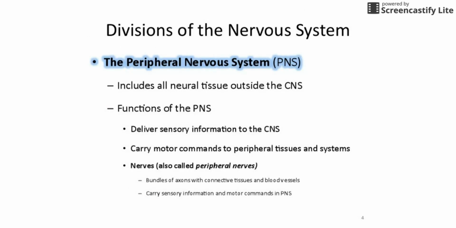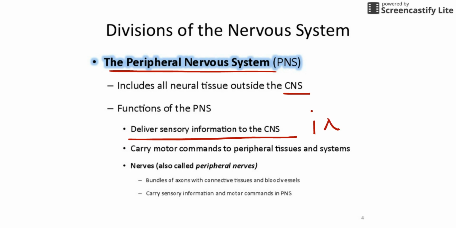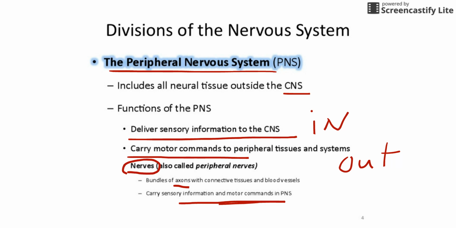Okay, the peripheral nervous system, on the other hand, is everything outside of the brain and spinal cord. So all of the nerves of the body. That's usually the way people define it, is all the nerves of the body. And really, they're going to do 2 things. They're going to carry information in, so sensory information goes in, and the motor commands are going to go out. That's the way it's going to break down those 2 pieces. With the peripheral nerves, this term nerves is just all the bundles of axons, which will become much more clear in a moment, and they're going to carry all the information in both directions, both in and out.